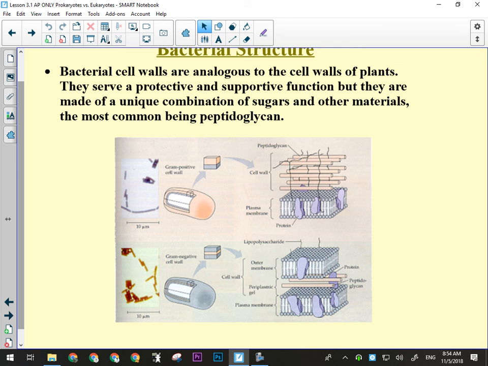So it doesn't take much to mutate them so that you can't kill them off with penicillin. It's a big deal. It's a health concern too, because obviously we have to develop stronger antibiotics, things that can kill these off.